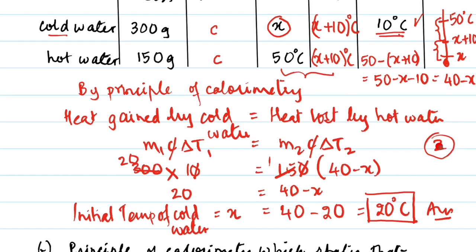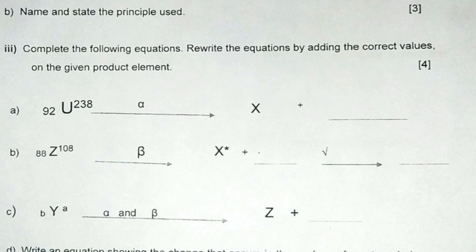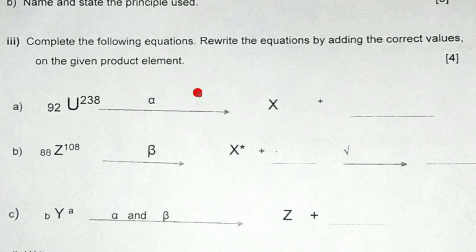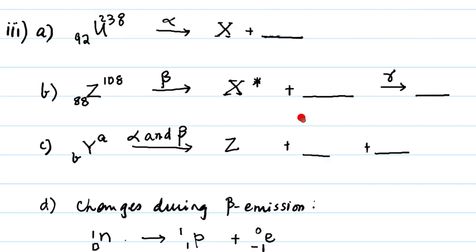Let us come to the next one, the principle of calorimetry, which states that heat lost by the hot body equals heat gained by the cold body. Okay, let's move to the next question. Complete the following equations. Rewrite the equations by adding the correct values. So we have A, this reaction here, and this reaction here, and this reaction here. What is D? Write the equation showing the change that occurs in the nucleus of an atom during beta emission. So let's copy this and then let's start writing.